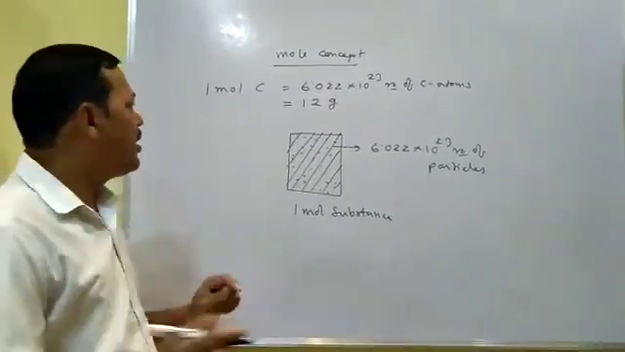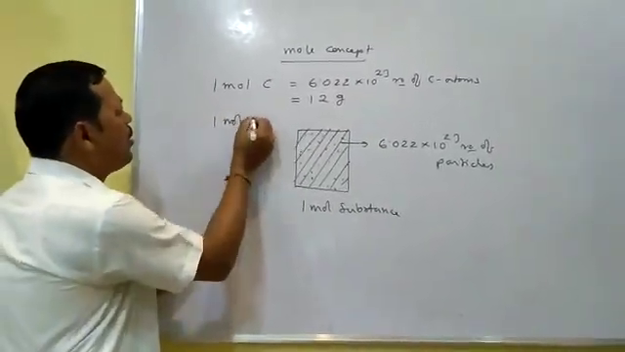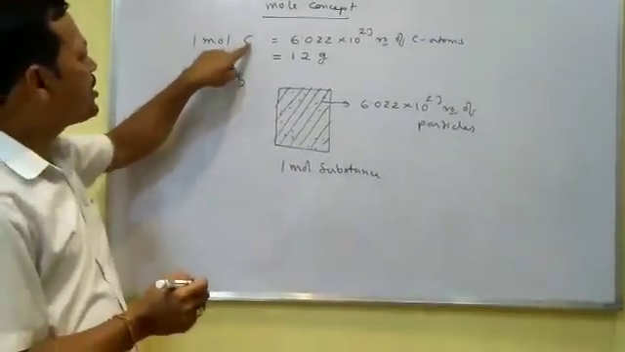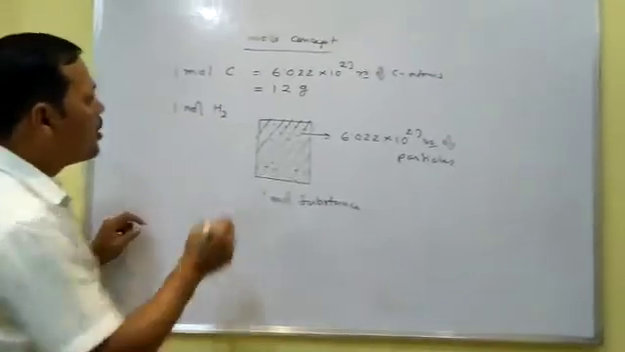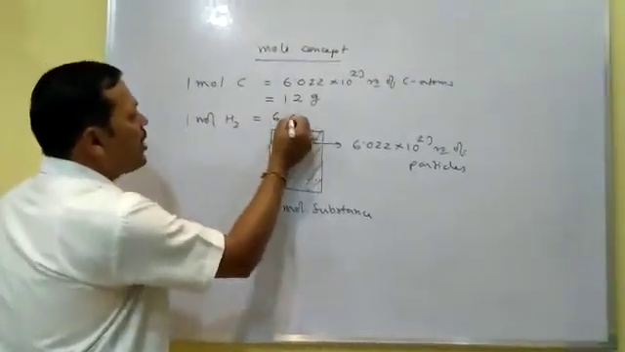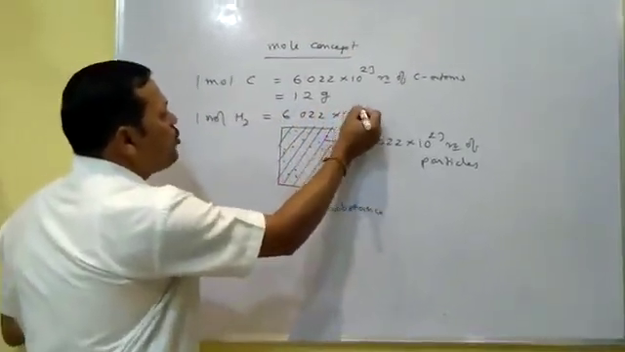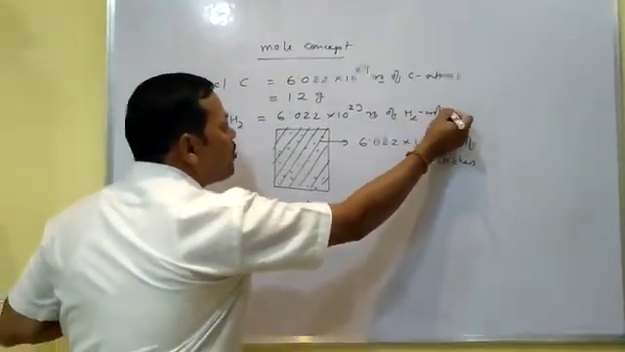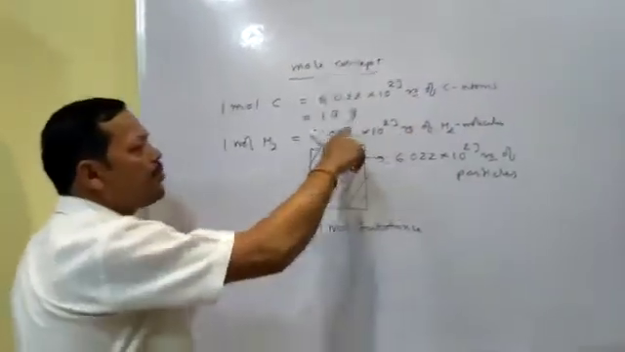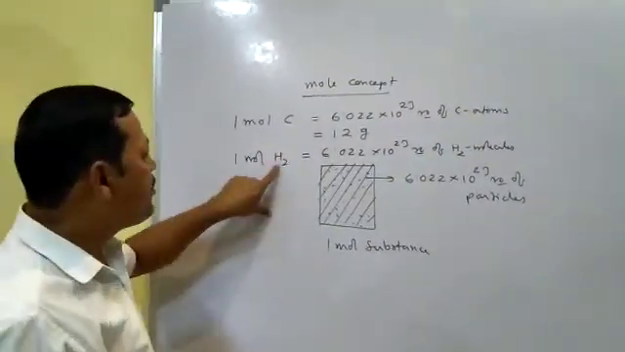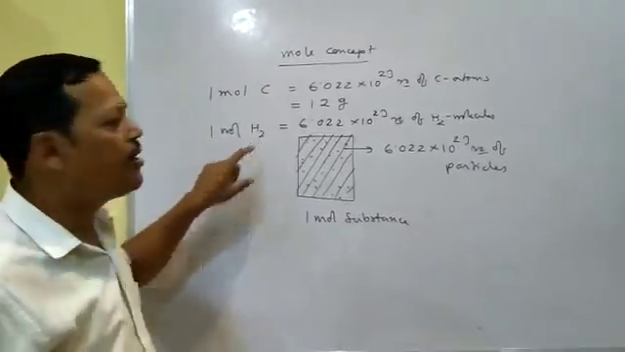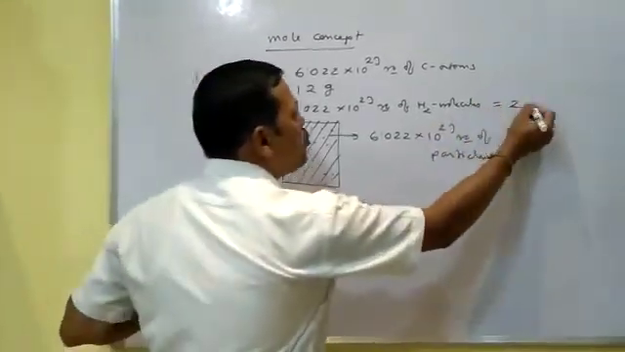So similarly, suppose 1 mole hydrogen. C is atom, H2 is molecule. So 1 mole hydrogen means it also contains 6.022 into 10 to the power 23 number of hydrogen molecules. Now not atom, this is molecule. That's why this much number of molecules will be present. And what is the mass of hydrogen? As you know, atomic mass of hydrogen is 1. Here 2 hydrogen are present. That's why mass will be 2 gram.